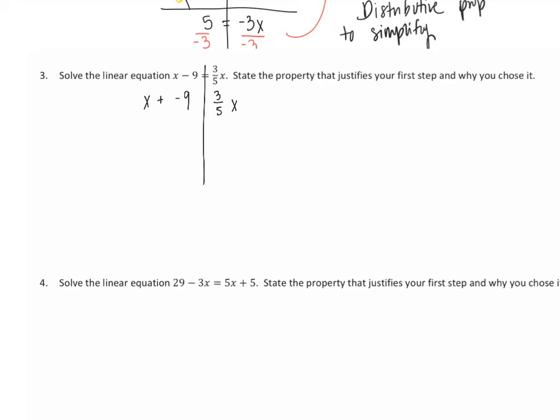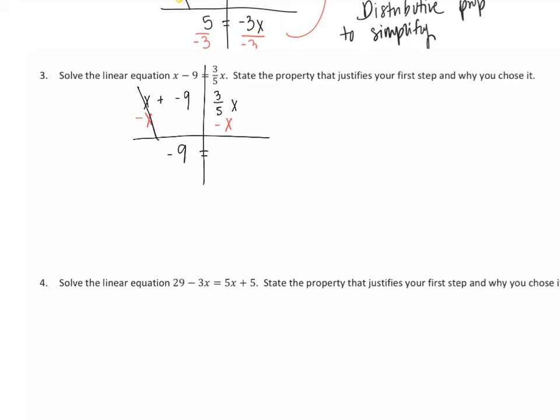So that's what I just did right there. All right, next thing I want to do is I am going to try and get all my x's on one side. So I'm going to take away this x from over here, so it then moves to this side with the other x. Over here this cancels, I'm left with -9. Over here I have 3/5 x take away another x.